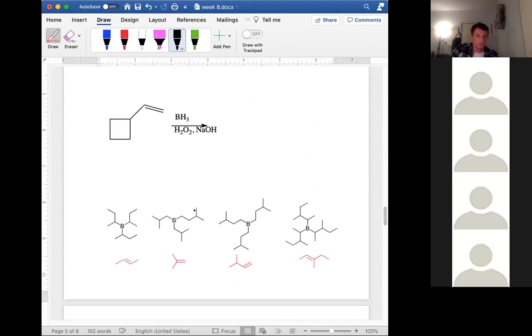This one is drawn incorrectly. So with that in mind, again, that B just gets replaced with an OH, right? So what we started with, we can just cut, boom. That's what we started with. Cut, double bond. That's what we started with. You guys see that? That makes sense?